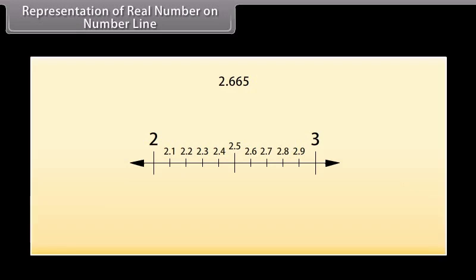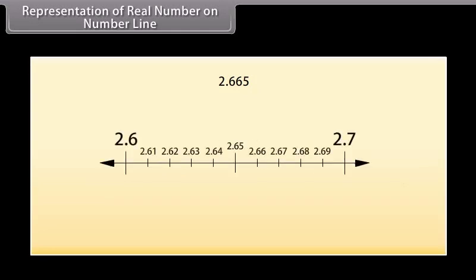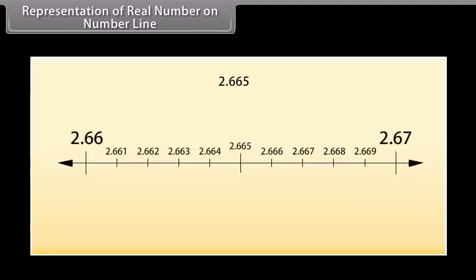Imagine dividing it into 10 equal parts. For a clear view of numbers, the first part represents 2.1, and the second part is 2.2, and so on. Here, 2.665 lies between 2.6 and 2.7. Now focus on the portion between 2.6 and 2.7. Divide this again into 10 equal parts. The first part represents 2.61, the next 2.62, and so on. Again, 2.665 lies between 2.66 and 2.67.